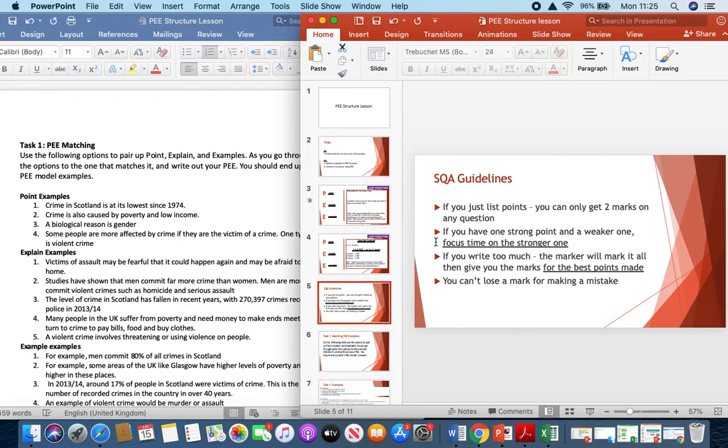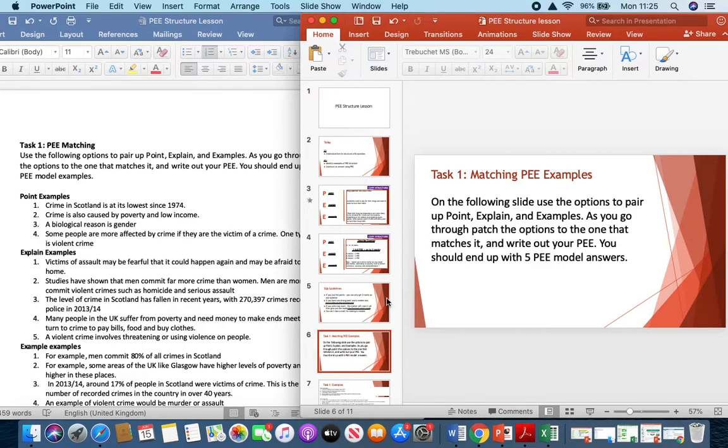So for example, if you have a 6 marker, you have 1 really good, well-developed point that you can make with all your PEEs with really good examples, and then on the next one, you just have a point and maybe an example that's not quite as developed as it could be, you'll probably get 2 marks off that second set on structure alone, and you end up with 5 out of 6, even though you only really felt comfortable with half of it.